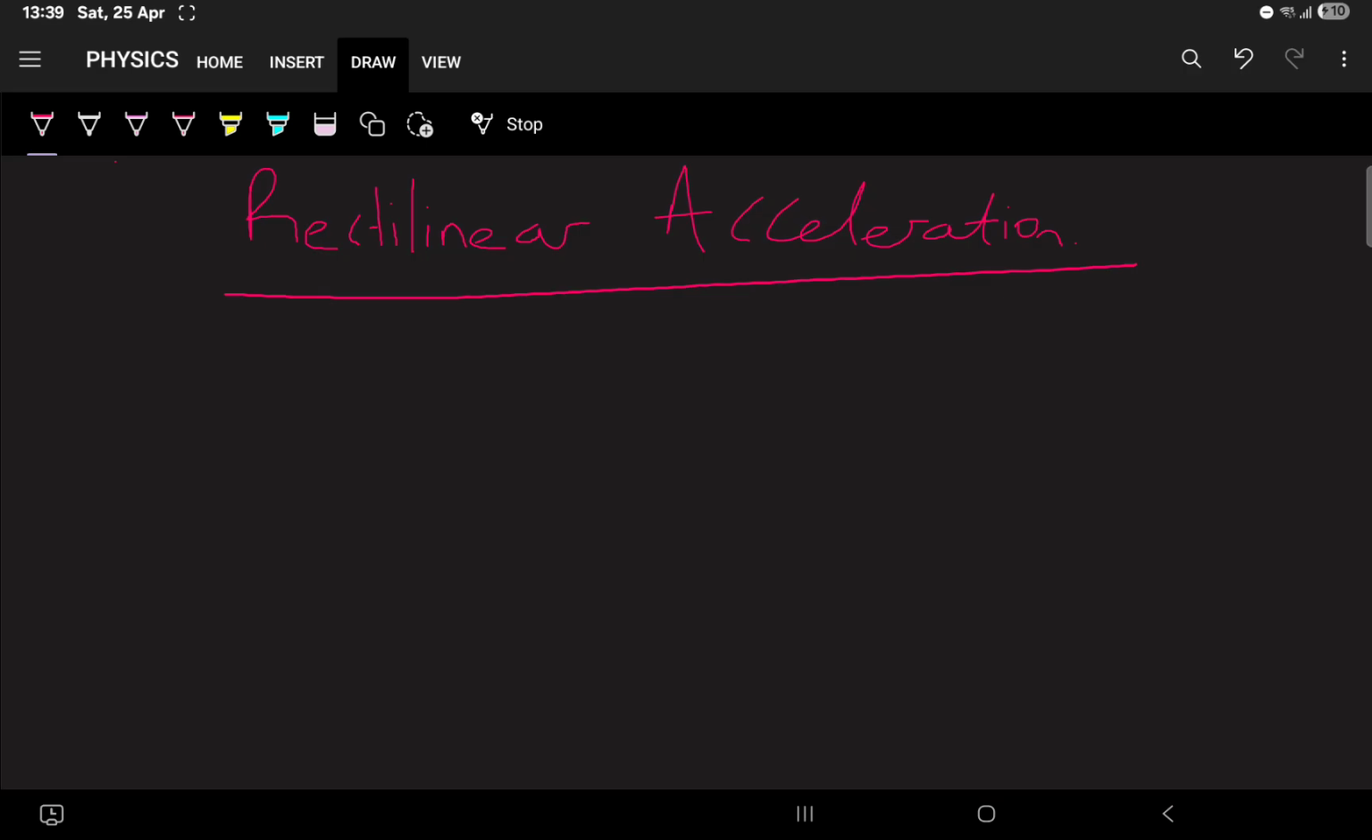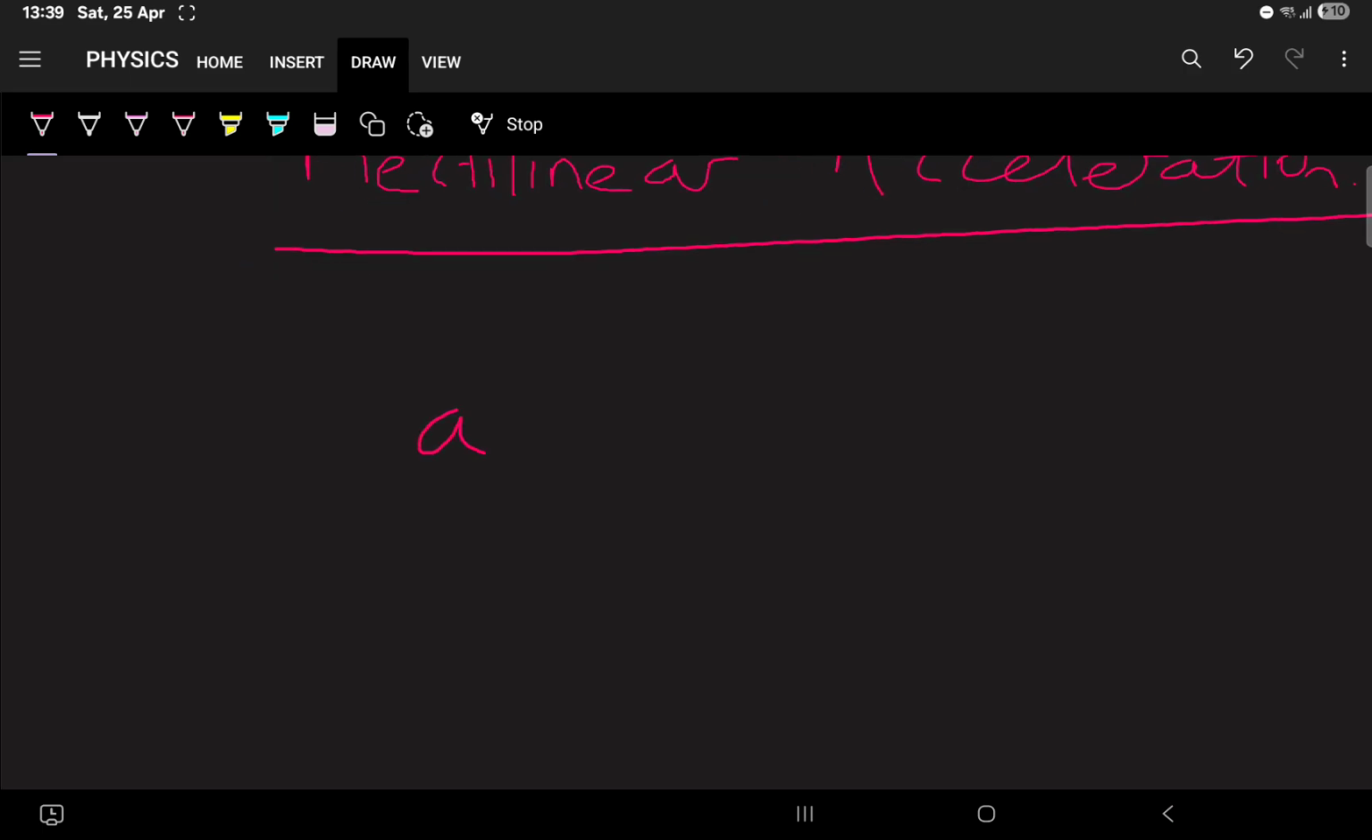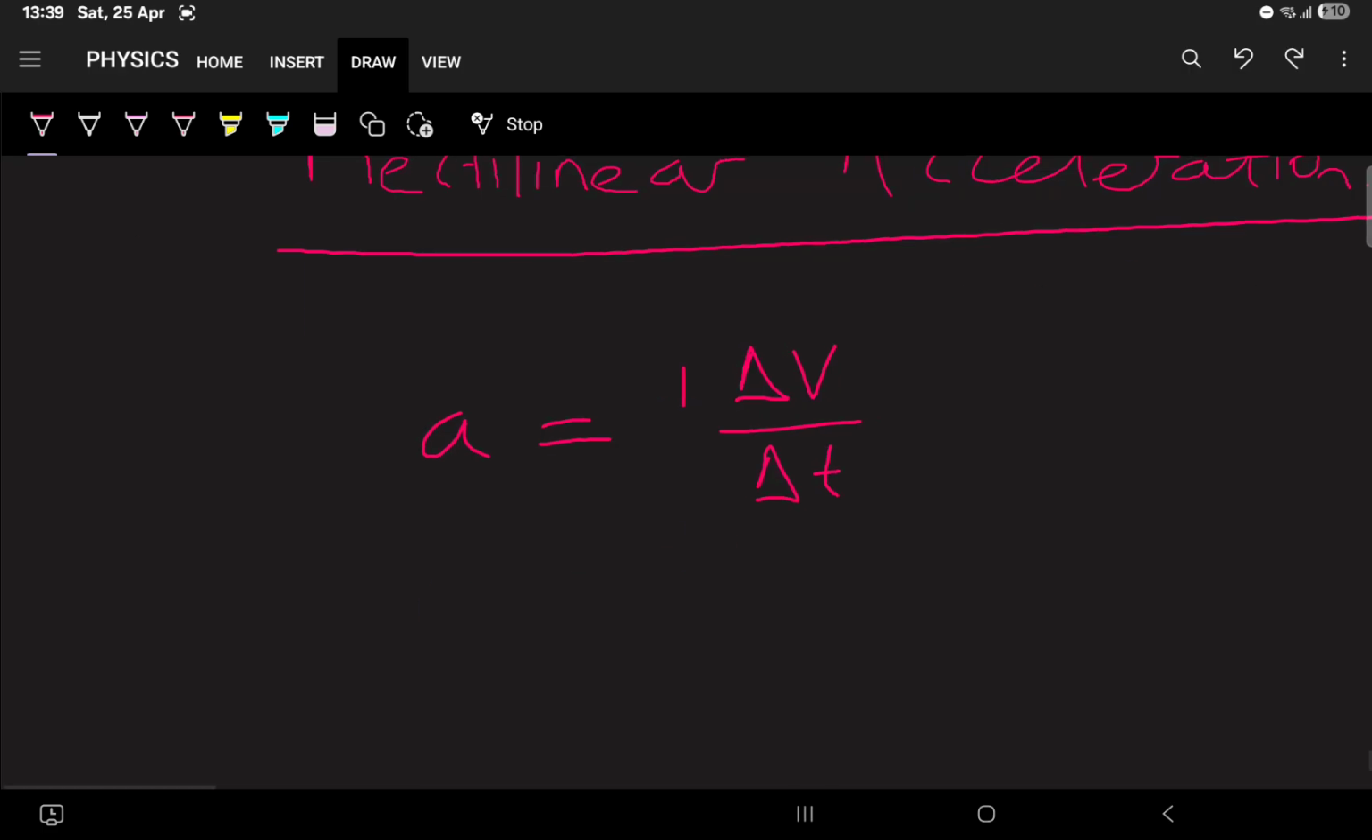Now, when the velocity of a body changes, it's either due to acceleration or deceleration. Now, acceleration, which I'm going to denote by A, is the increasing rate of velocity with respect to time. So I'm going to express this as change in V over change in T, whereby change in velocity is positive. So I'm going to put this in brackets.